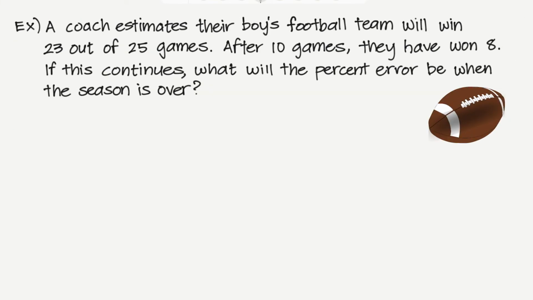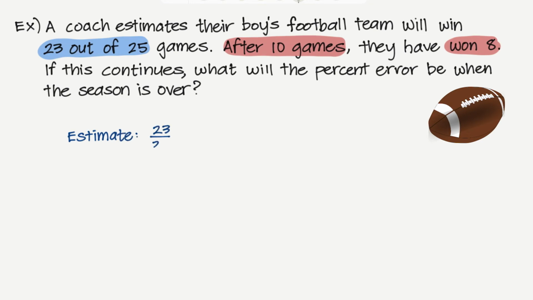This next example says a coach estimates their boys football team will win 23 out of 25 games. So that's their prediction. After 10 games, they have already won 8. If this continues, what will the percent error be when the season is over? So this time we're going to compare the estimated ratio, which is 23 out of 25, and we're going to compare that to the actual ratio so far, which is 8 out of 10.